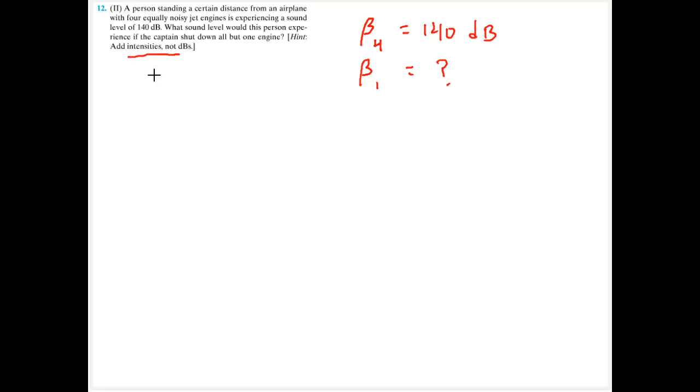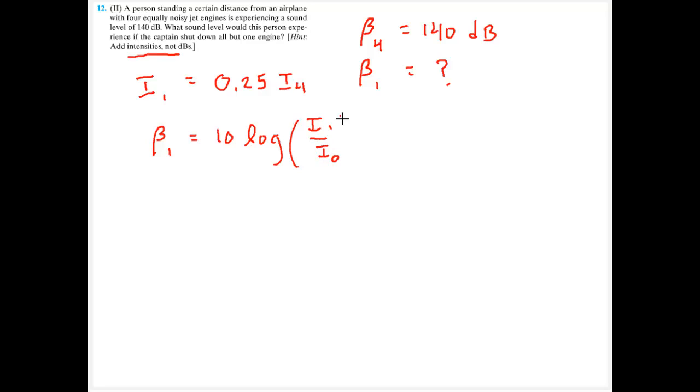So what I do is I page back and look at examples 12.4 and 12.5, and that shows me an example of this, so I'll pretty much follow it straight out. I know that the intensity from 1 engine is going to be a quarter the intensity from 4 engines, so adding the intensities, or in this case subtracting the intensities. And my sound level is going to be then 10 log this intensity of 1 engine divided by my intensity threshold. That's going to now give me 10 log of 0.25, the intensity from 4 engines relative to the sound level.